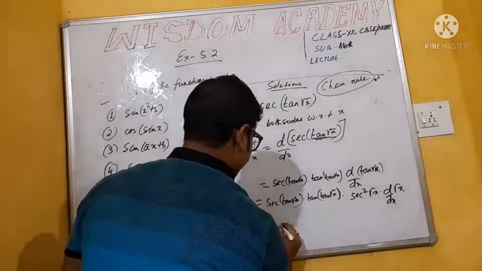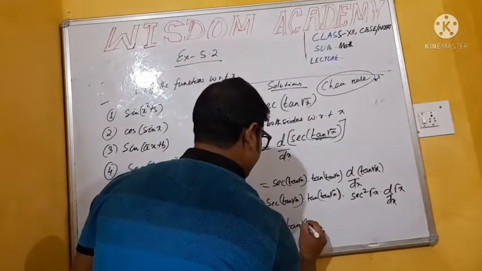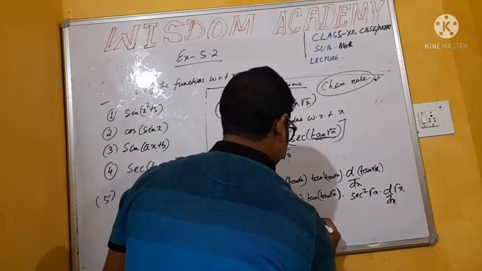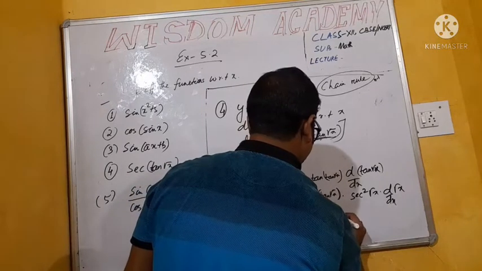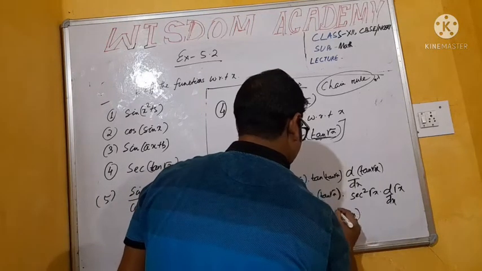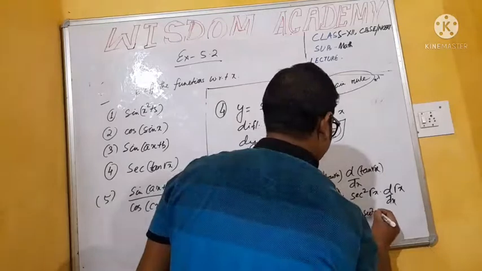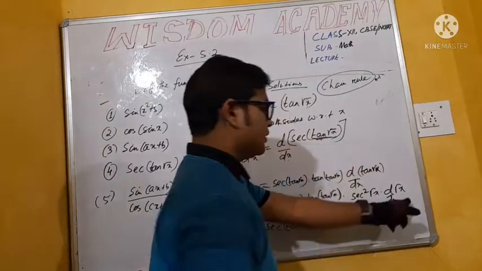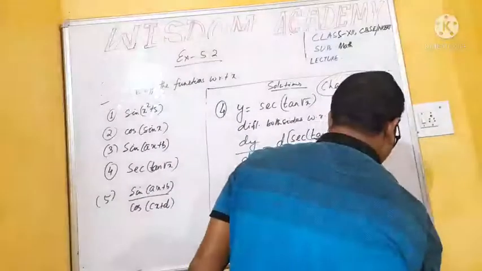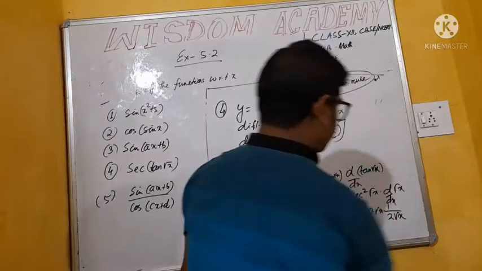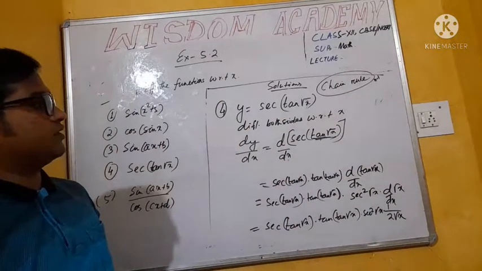Sec tan root x into tan of tan root x into sec square root x. What is the derivative of root x? That is 1 by 2 root x. This is the answer. Take screenshot.